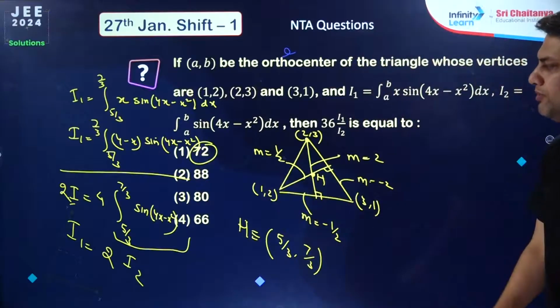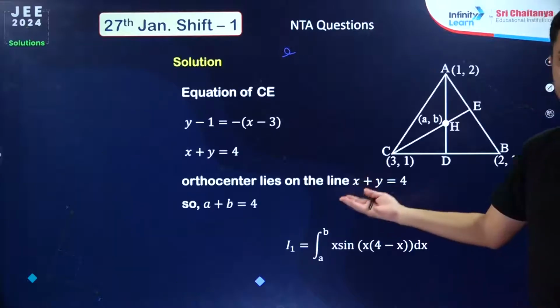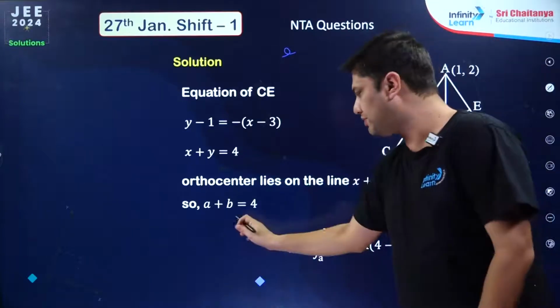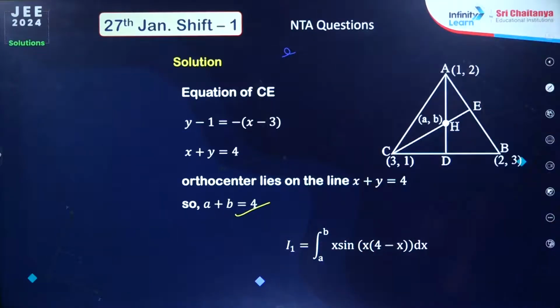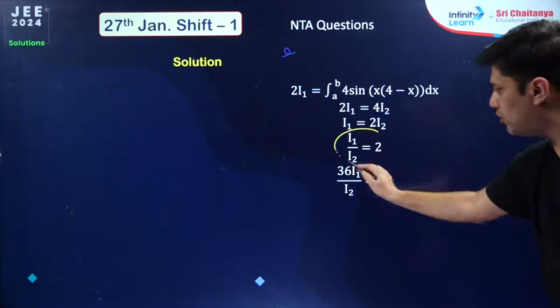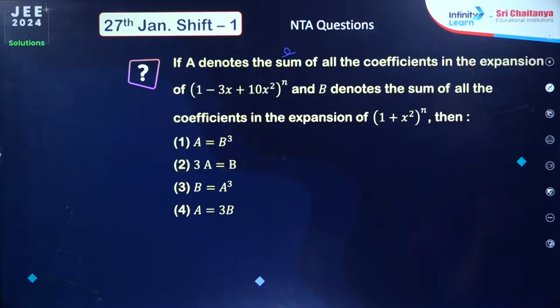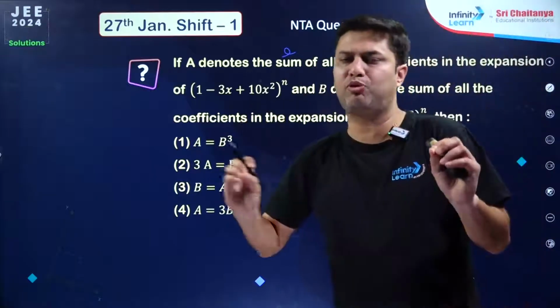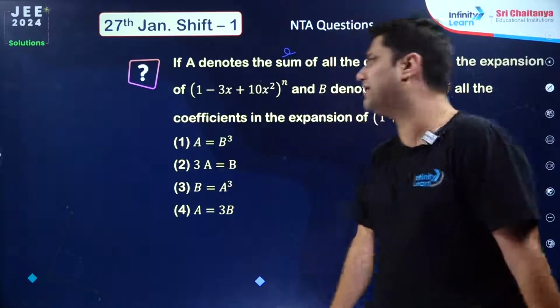So 72 will be the final answer. The orthocenter will definitely come 5 by 3 and 7 by 3. The sum will be 4. And for sure you can say that if you apply King's property, I1 by I2 is coming out to be 2. Final answer is 72. This is the easiest problem in the history of JEE Main, I think.